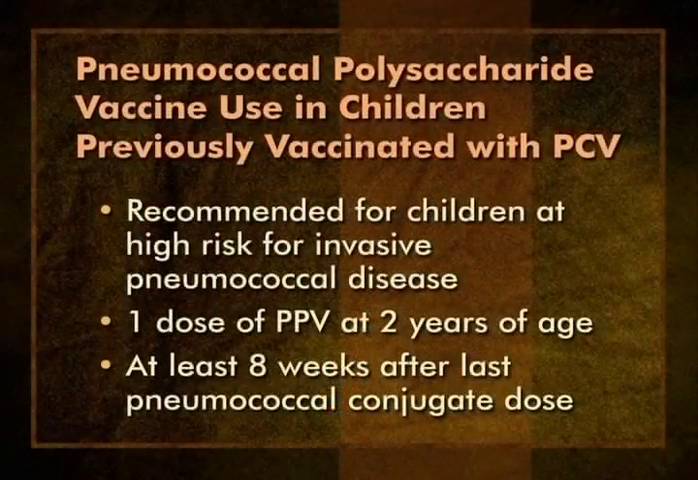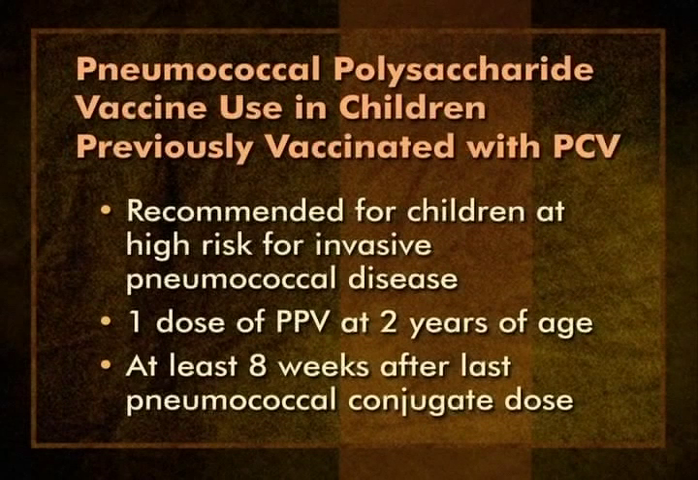A more common situation now is that children with high-risk conditions have already received a series of PCV. Children who complete the PCV series before 2 years of age and who are at high risk of invasive pneumococcal disease should also receive pneumococcal polysaccharide vaccine. These children will benefit from the larger number of pneumococcal serotypes contained in the polysaccharide vaccine.